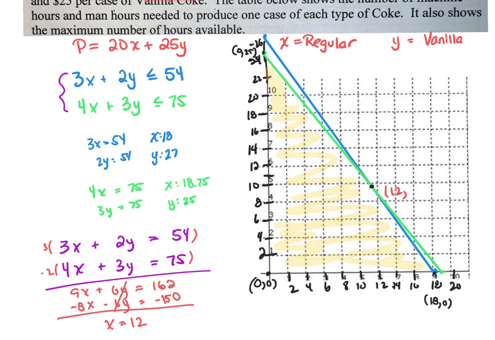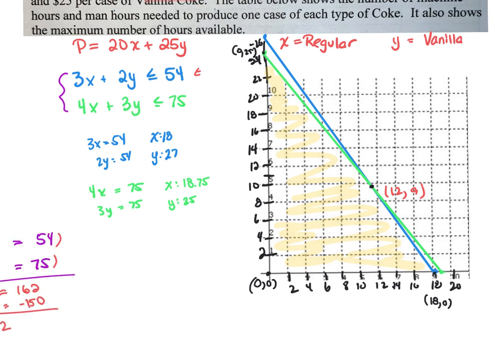How do I find my y? Well, I'm going to plug it back into either one of these. All right. x is 12. So 3 times 12 is 36. 54 minus 36 is 18 divided by 2 is 9. 12, 9. All right. So you're going to have to use a method to solve for where they intersect. All right. You're going to have to use a method. Once I know where they intersect, I have my points.